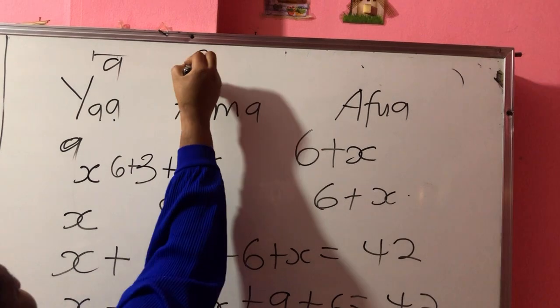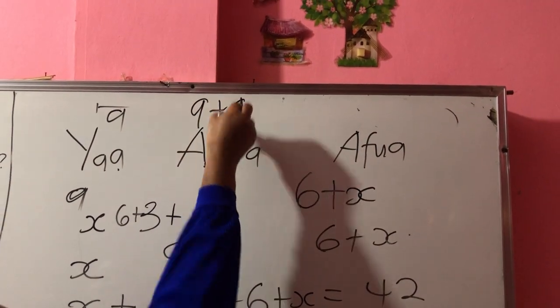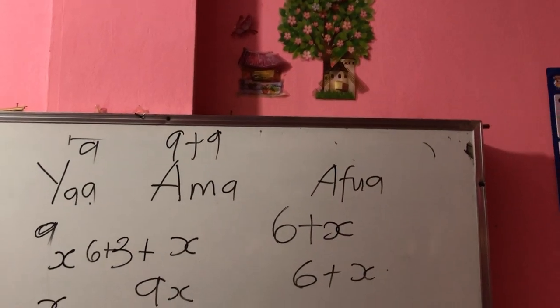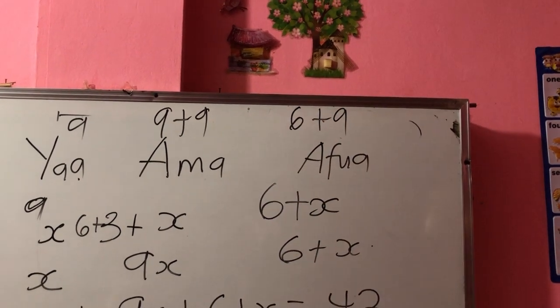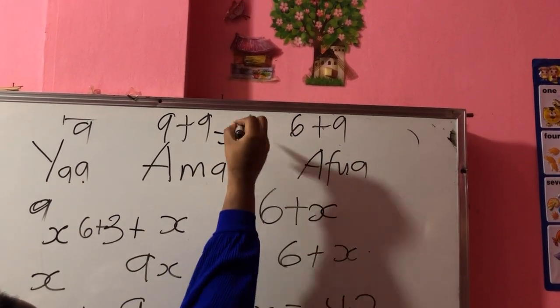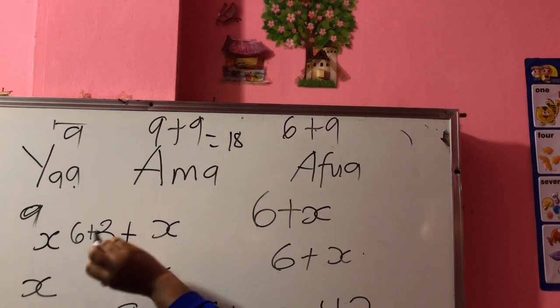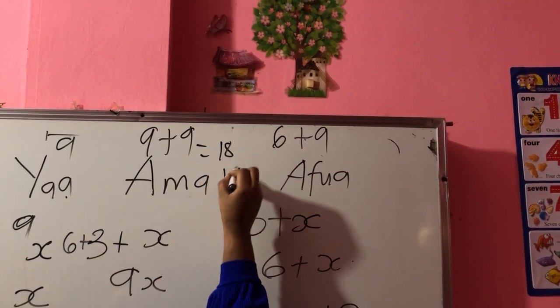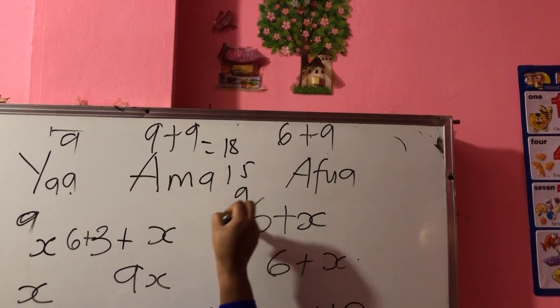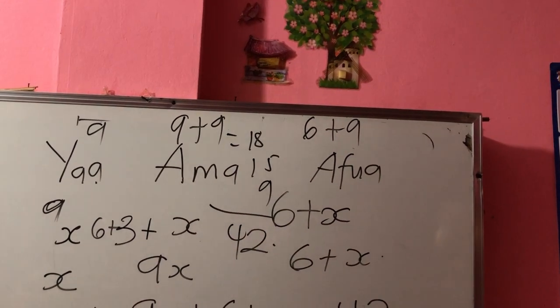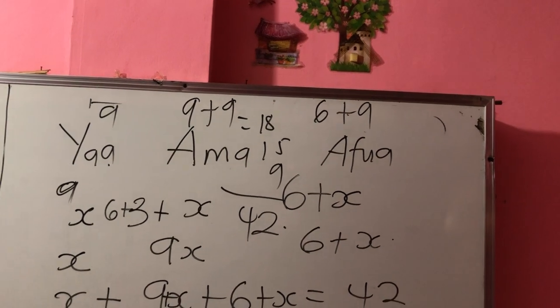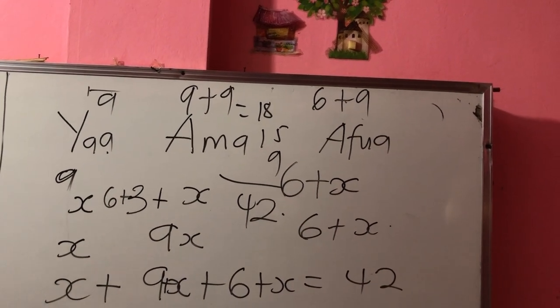Ama took what? 9 plus 9. And Ifua took what? 6 plus 9. If you add this, we have what? 18 plus this person is giving you what? 15. And the last one is giving you what? 9. If you add this, you should get 42. Is that right?